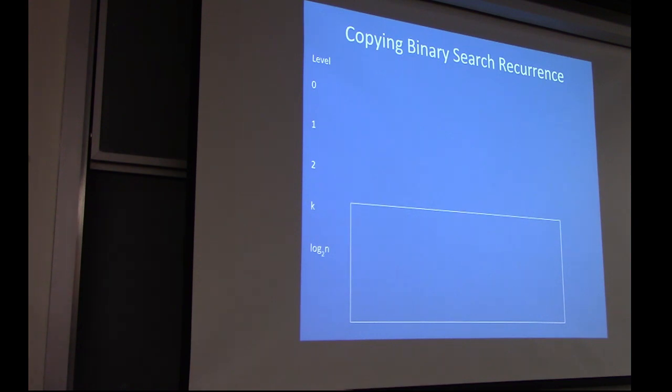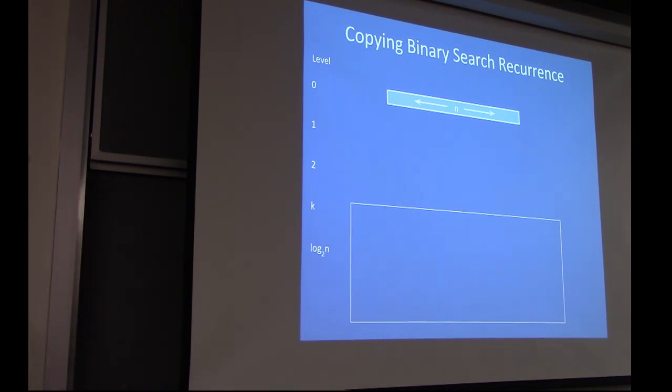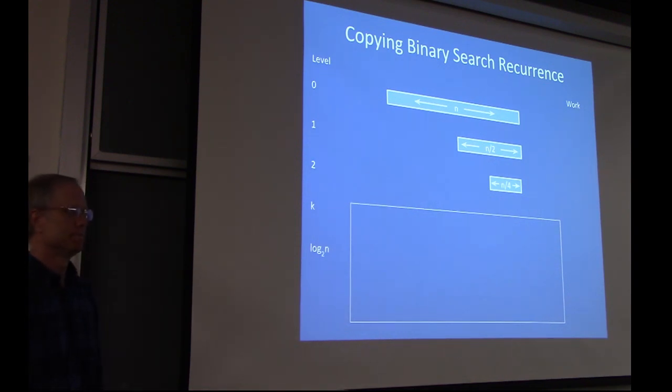So what I've got is, at level 0, when the method is first called, it gets an array of size n. At the next level of recursion, how many arrays have to be searched and how big are they? N over 2. Right, one of size n over 2. What about at the next level? One of size n over 4. What about the kth level? Well, I guess I don't have a picture for it, but it keeps being divided by 2, so it would be n over 2 to the k.